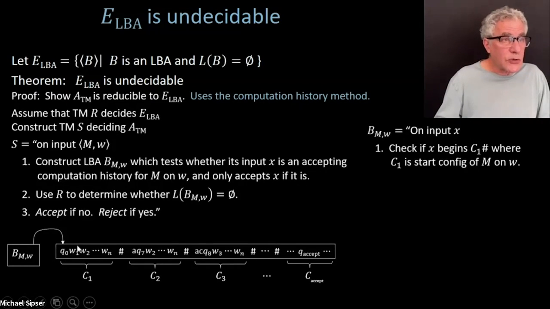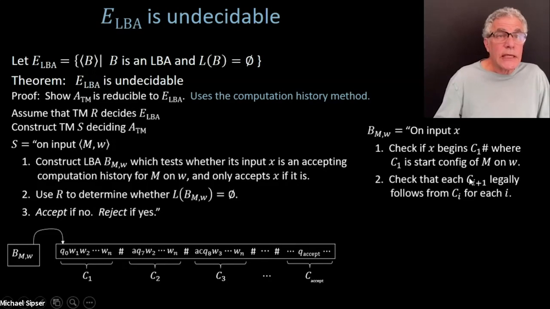If you're going to feed something, the LBA is going to take everything up to the first pound sign and just confirm that that thing is the starting configuration of M on W, which means it has to start with the start state, and here is W. So it's just going to check that.